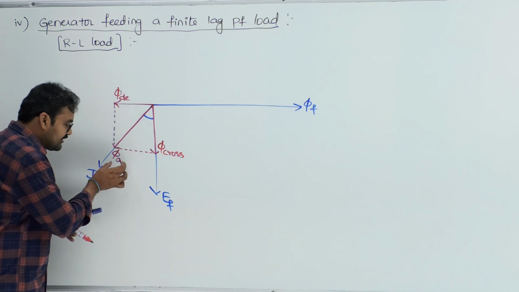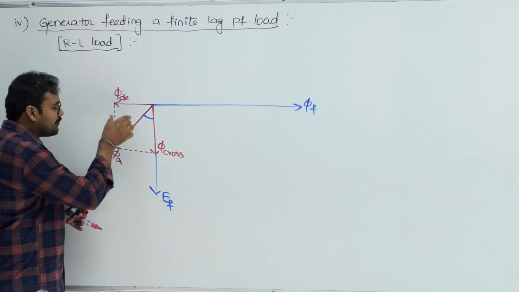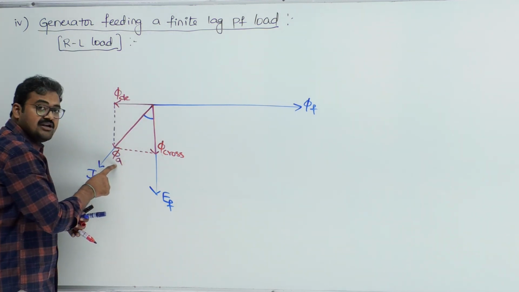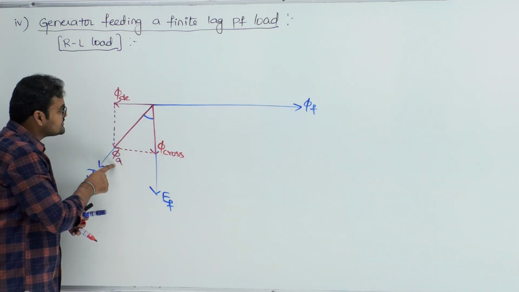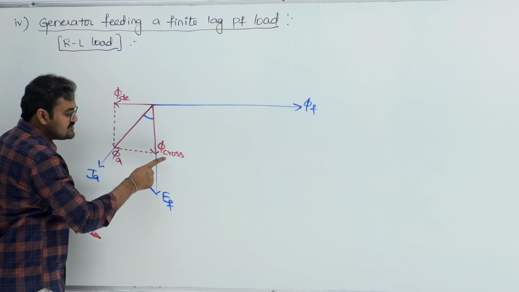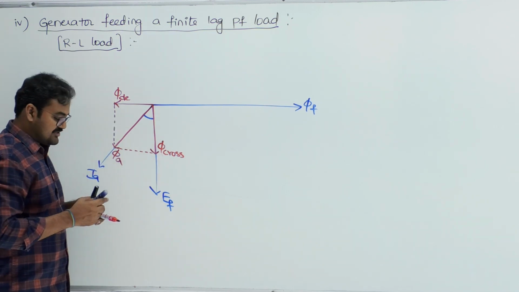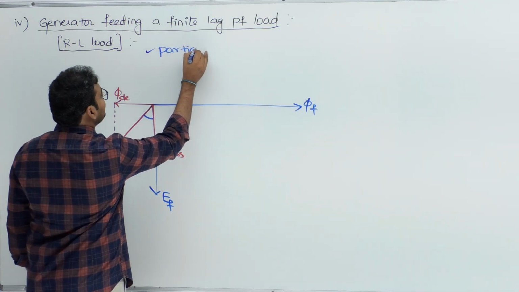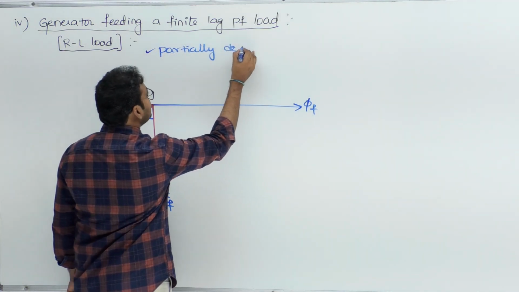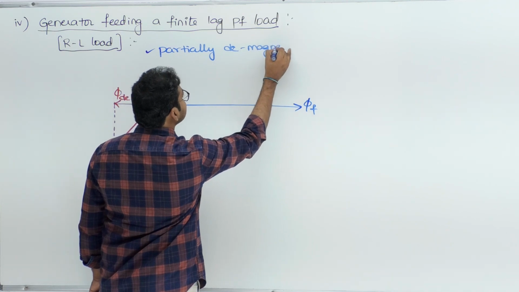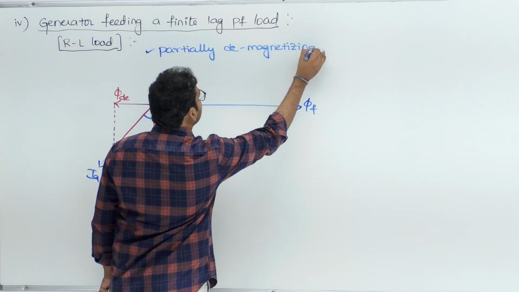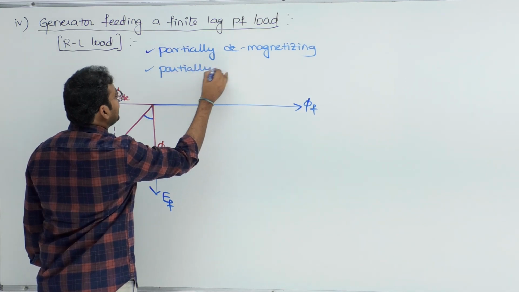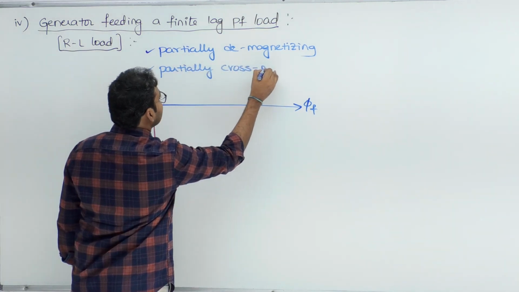Therefore, I can now resolve the armature reaction into two parts. When the load is finite lagging, the nature of armature reaction is partially demagnetizing and partially cross magnetizing.